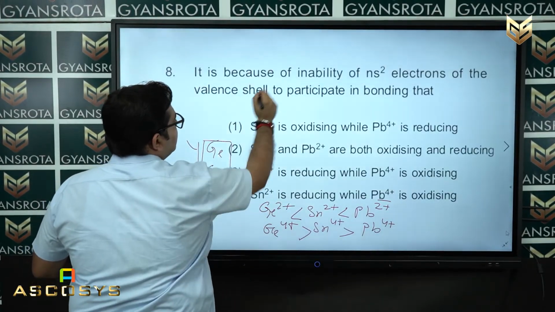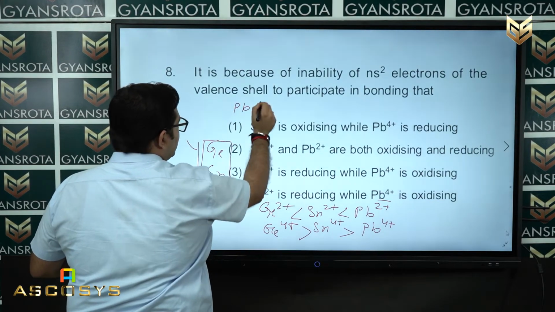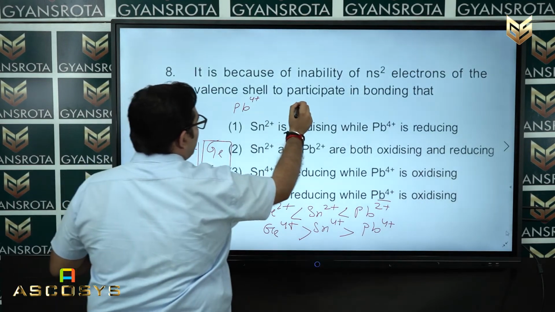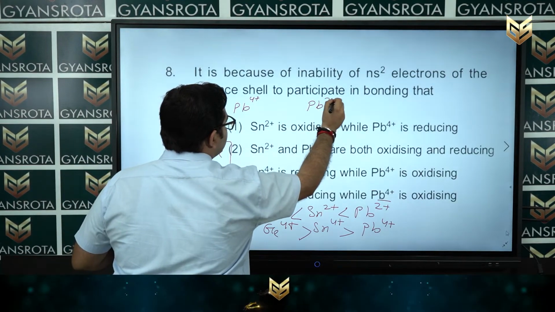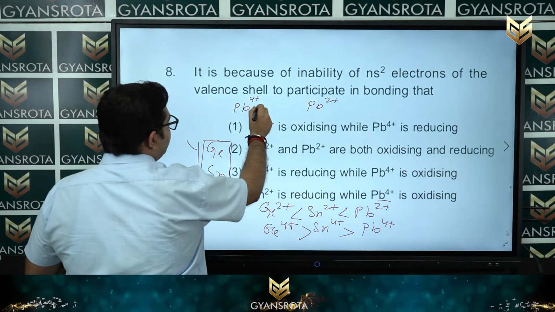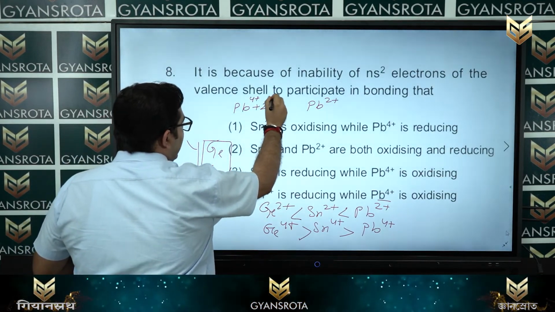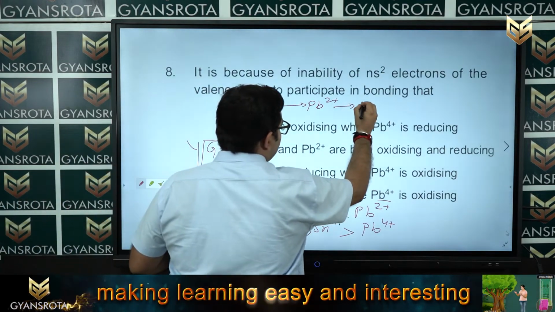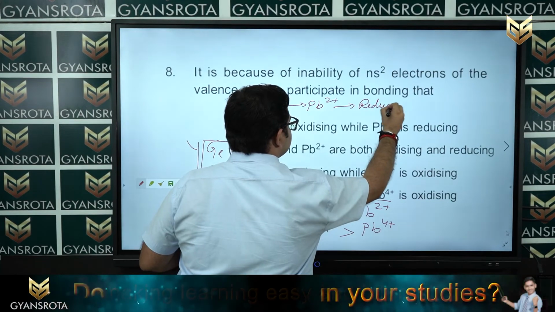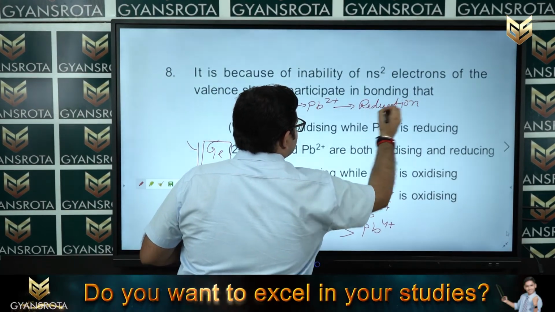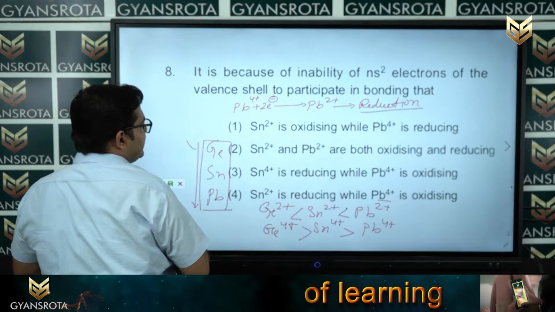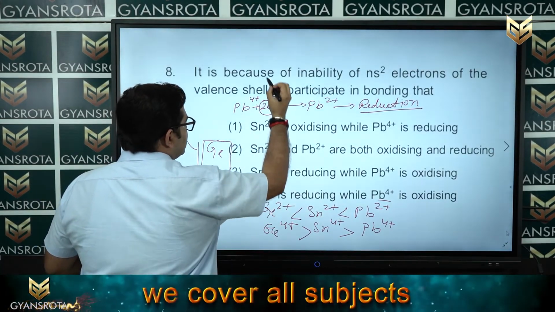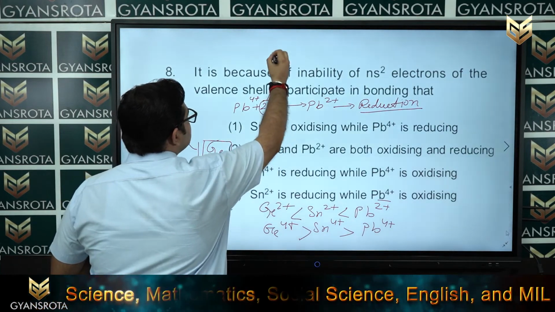So what will happen? Pb4+ is less stable than Pb2+. So Pb4+ takes 2 electrons and converts into Pb2+. This process is basically called the reduction process. So what happens in the reduction process? Your Pb4+ gains 2 electrons. So these 2 electrons are lost by someone else.